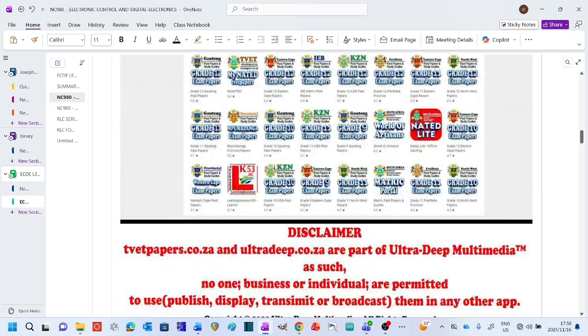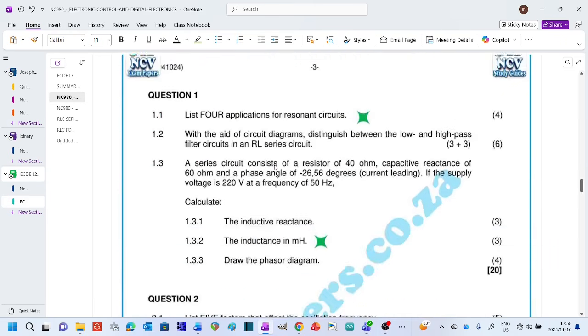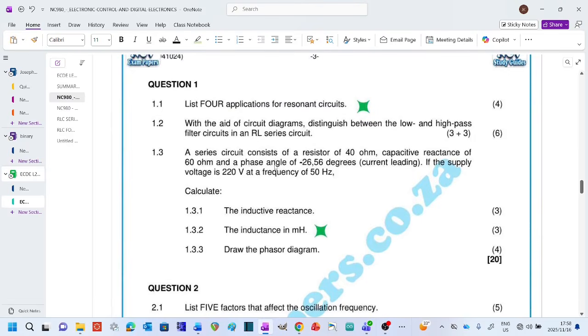All right, so question 1, let's see how question 1 was. 1.1, they say list 4 applications for resonance circuits. So we've discussed the resonance circuits. Some of the applications would be tuned amplifiers and radio frequencies. That's where they are used, because the applications are actually the uses where it is used.